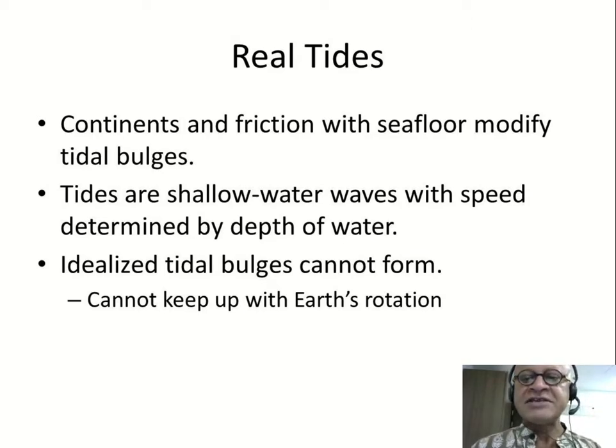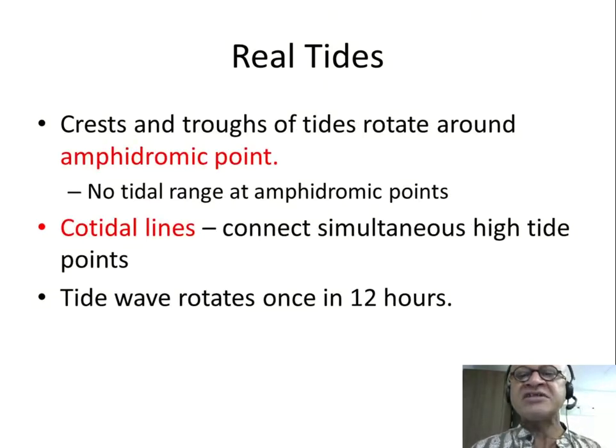And the idealized tidal bulges cannot form anymore because you don't have this nice aquaplanet anymore. So the bulges that are supposed to move with the moon cannot keep up with the Earth's rotation anymore. We had said we have nice bulges and Earth is rotating through them in the aquaplanet, but here that's not the case anymore. So you're going to end up with crests and troughs of tides rotating around what is called an amphidromic point. That's the point that has very low tides. There is basically no tidal range at the amphidromic points.